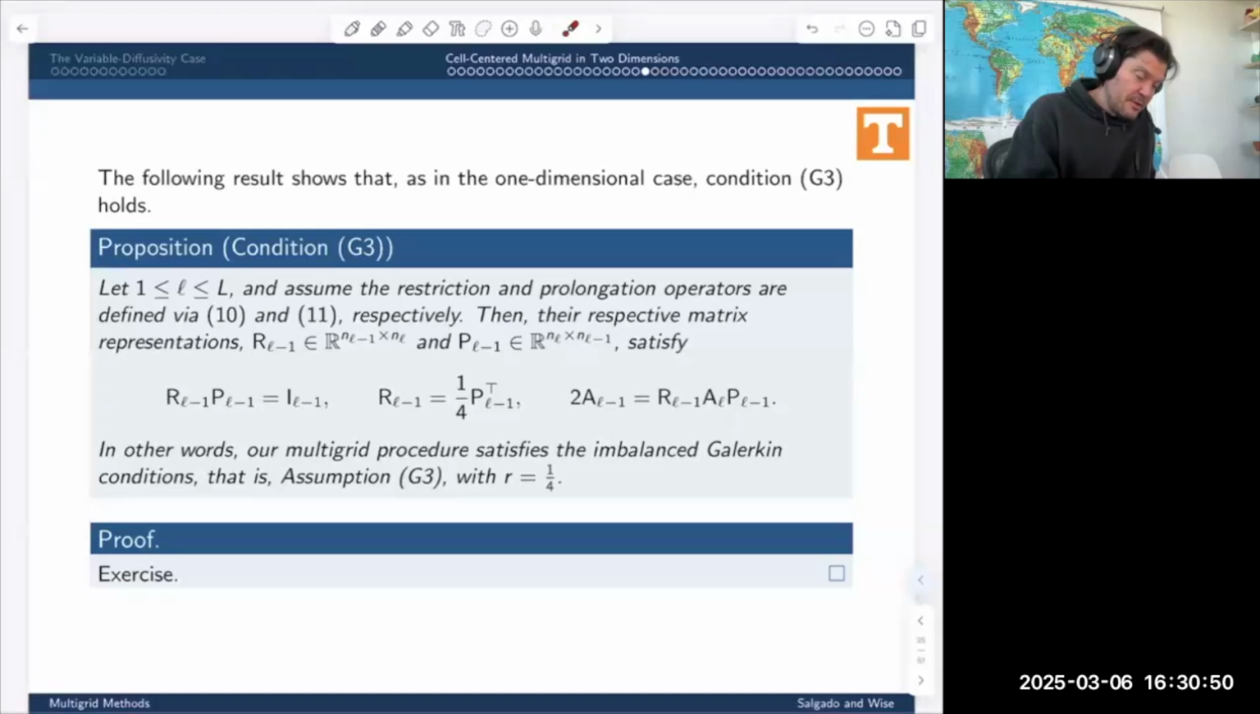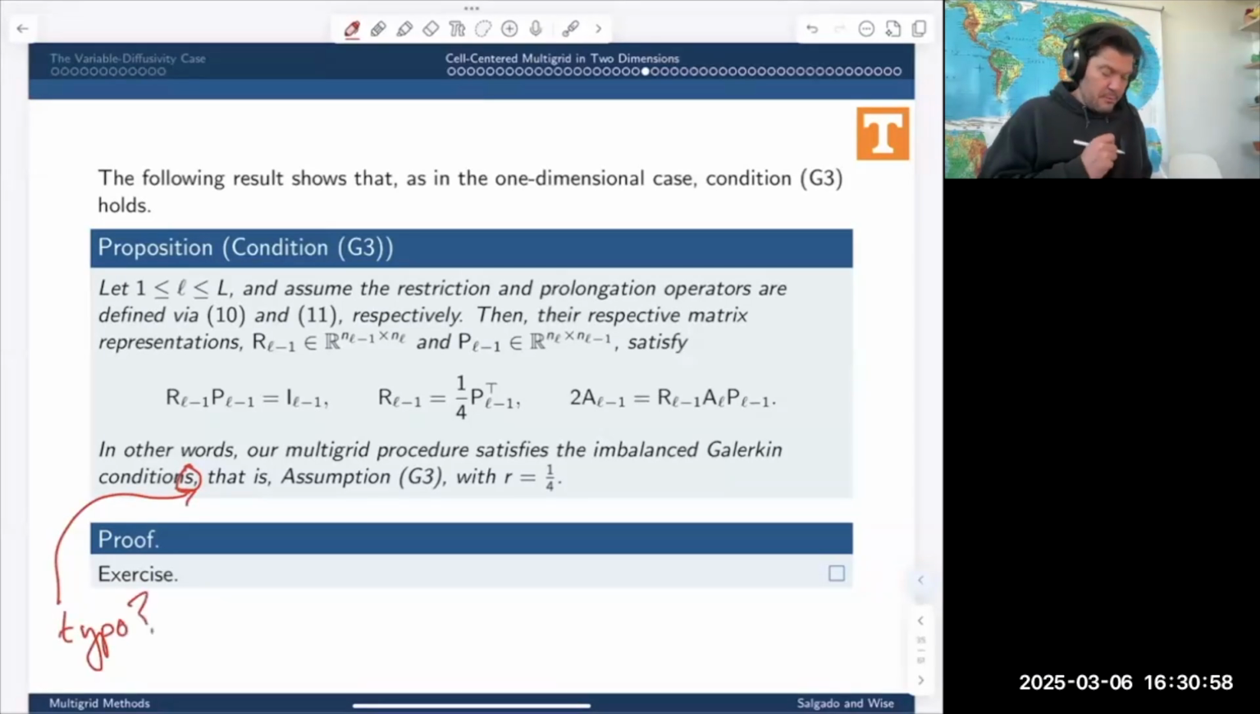So I'm going to have to look this up. Is it condition or conditions for that? I'll say typo, question mark. I think it should just be imbalanced Galerkin condition.